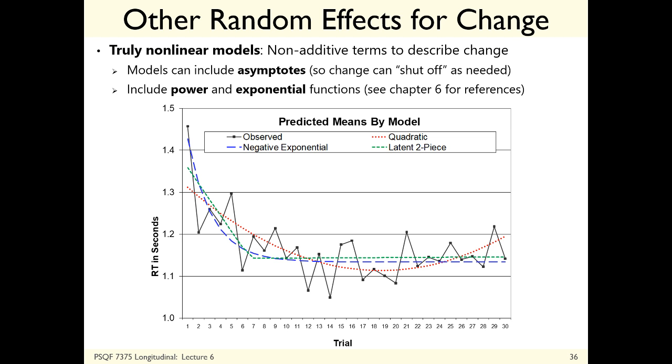So if we look at the fit of different models here, the red line is a quadratic model. So it does a good job of capturing the deceleration of change, but it predicts that they start getting worse again. So that's unsatisfying. A latent two-piece model I also fit to this data set, where the term latent means I let it figure out where the knot should be. I made that a model parameter. If you want to see that code, I'd be happy to send it to you.